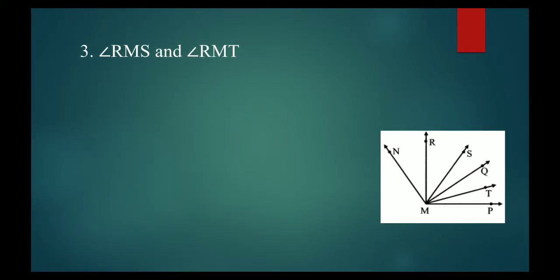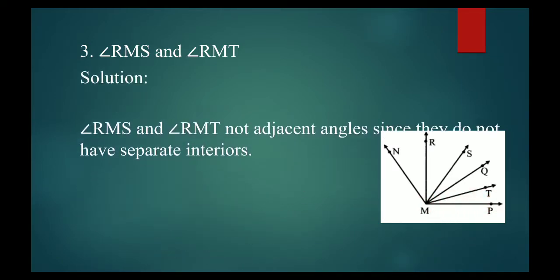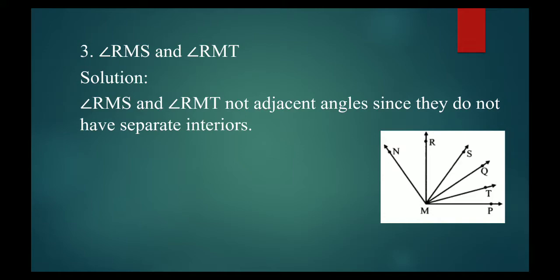Question number 3. RMS. Where is RMS? This one. Okay. And RMT. No, children. This is not an adjacent angle since they do not have separate interiors. Next, SMT.